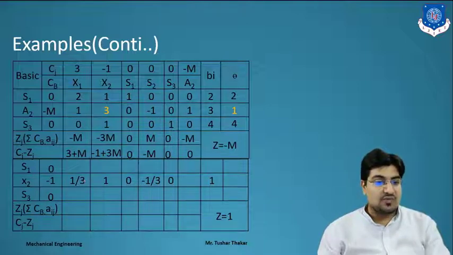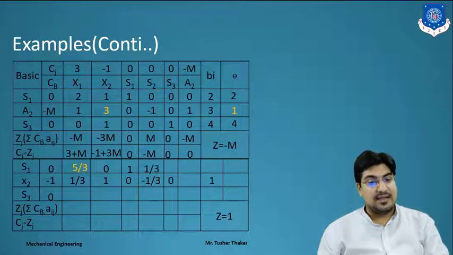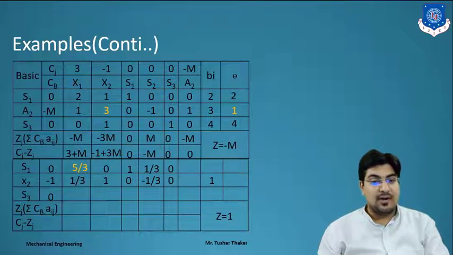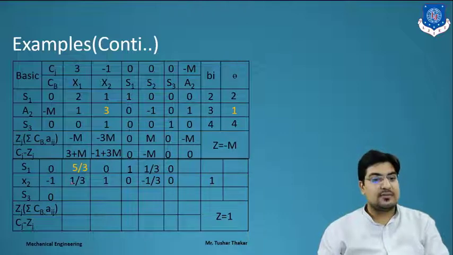Here 2 minus 1 by 3, we get 5 by 3. 1 minus 1, that is 0. 1 minus 0, that is 1. 0 minus 1 by 3, that is minus 1 by 3. 0 minus 0, we get 0 over here, right? For S3, we take the old value of S3 minus the new value of the x2 row. Here 1 is there, so we directly subtract from the old S3. So 0 minus 1 by 3, that is minus 1.